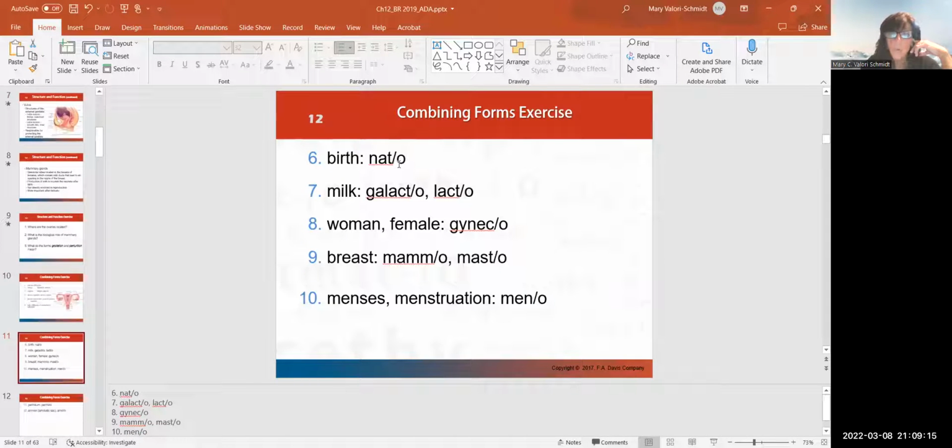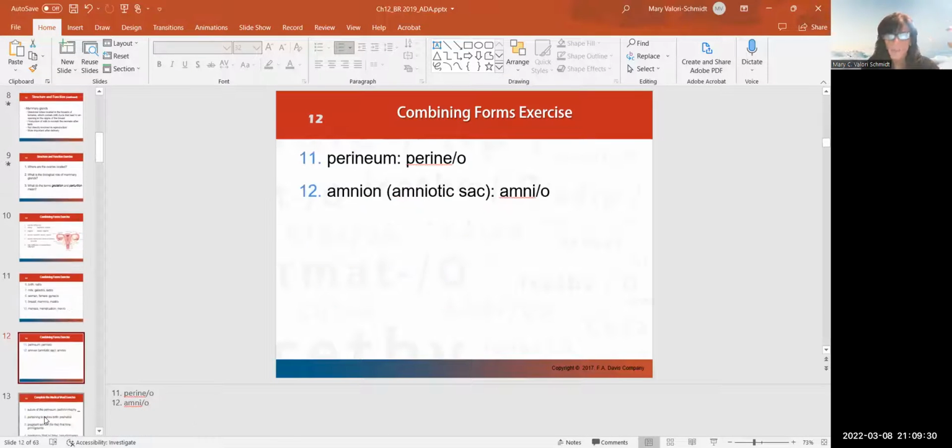Birth is nato. Milk is either galacto or lacto. When we're referring to a woman or a female, it's gyneco. Breasts are mammo or masto, and menses or menstruation is meno, like amenorrhea, which is without menstruation. Perineum is perineo, and amnion, which is the amniotic sac where the baby floats for nine months, is amnio.